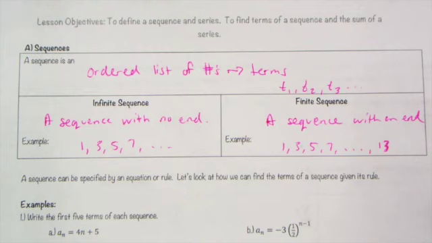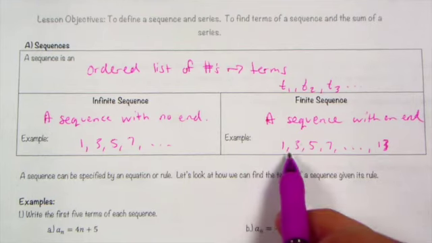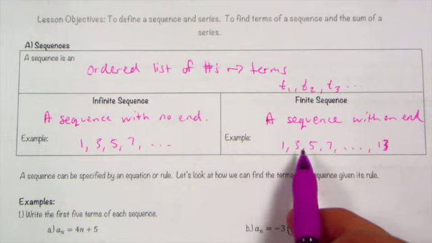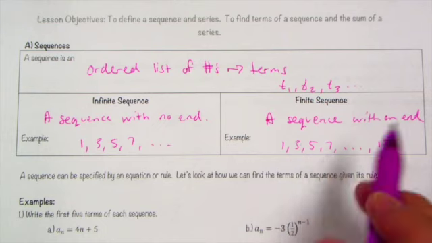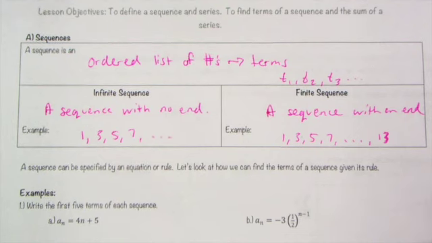A sequence is a sequence of numbers, and they're not random numbers. They're numbers that show a pattern. So if you look up here, you could see a pattern in these numbers. You're adding 2 every single time. So that would be a sequence.